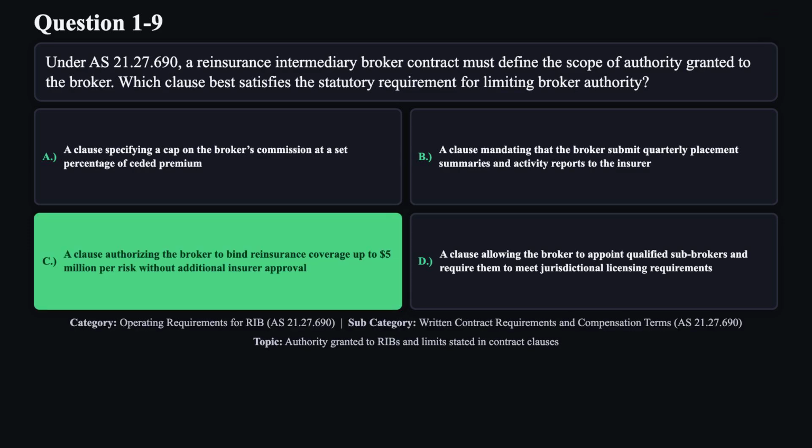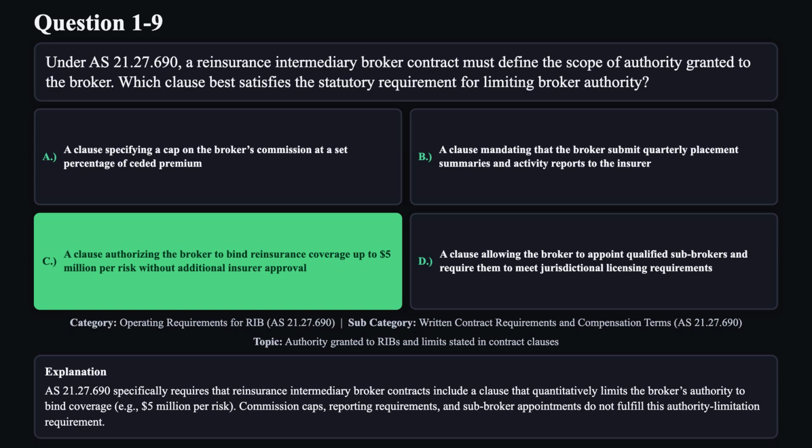The correct answer is C. AS 21.27 specifically requires that reinsurance intermediary broker contracts include a clause that quantitatively limits the broker's authority to bind coverage, for example, $5 million per risk. Commission caps, reporting requirements, and sub-broker appointments do not fulfill this authority limitation requirement.